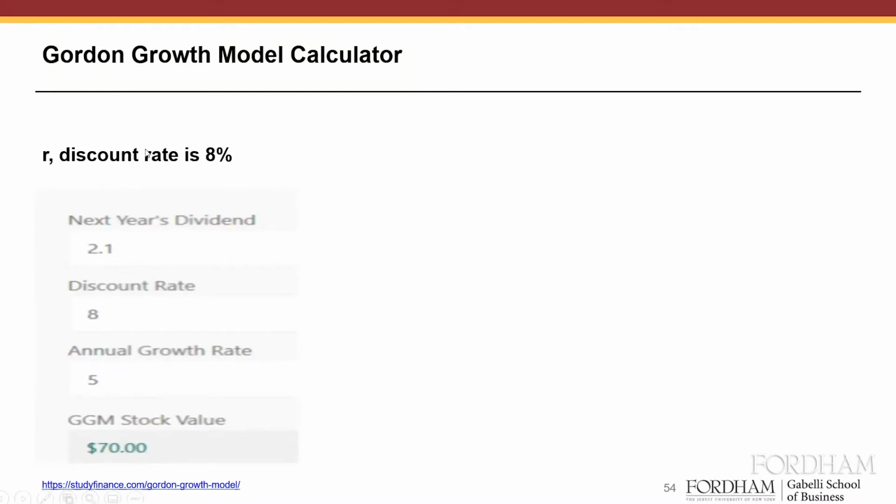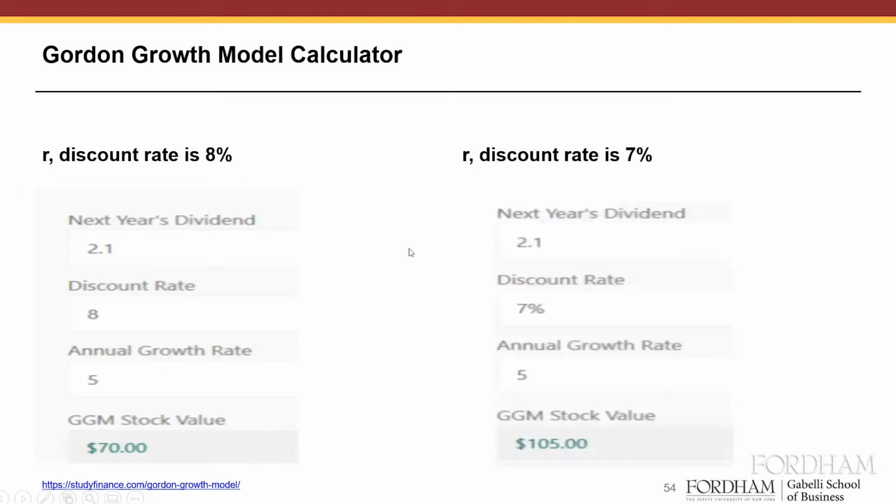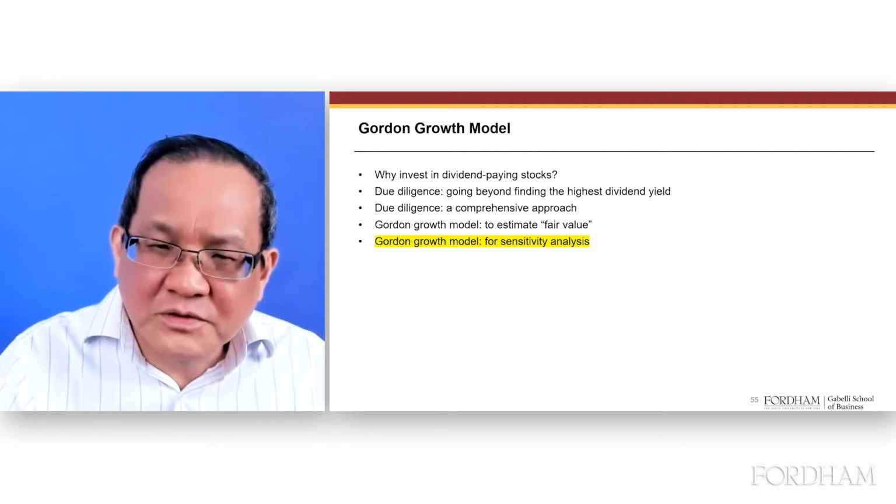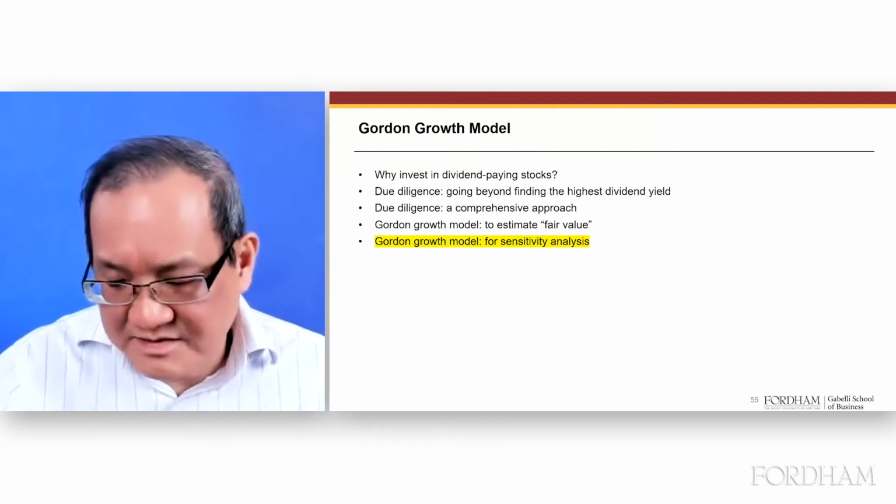What if we were to say that, suppose the discount rate is not 8%, it is 7%, then a simple calculation by changing the discount rate here tells us that the Gordon growth model estimate for fair value is now $105 instead of $70, right? So it provides the framework for us to put in the numbers. So this allows us to think about sensitivity analysis.